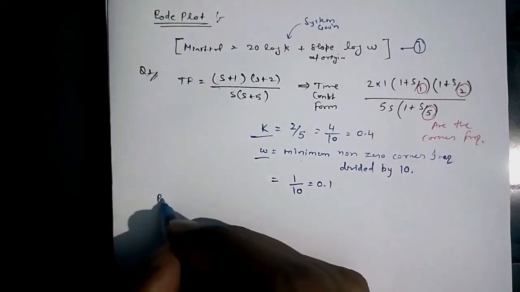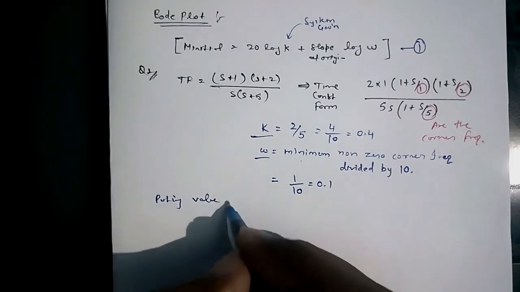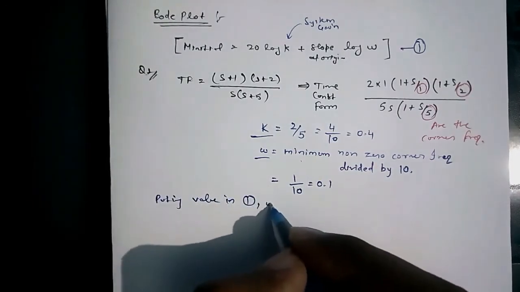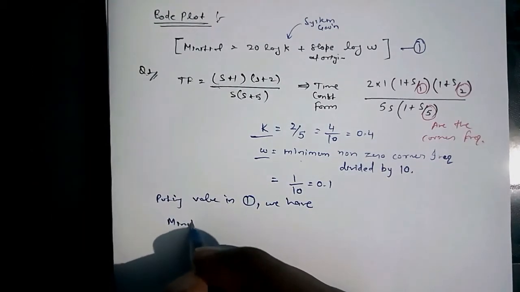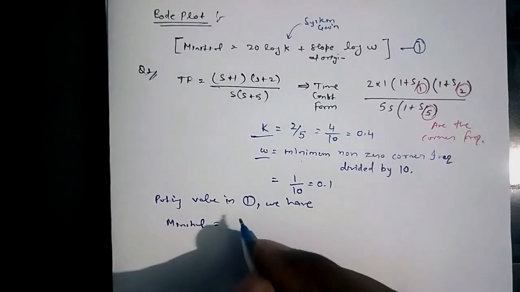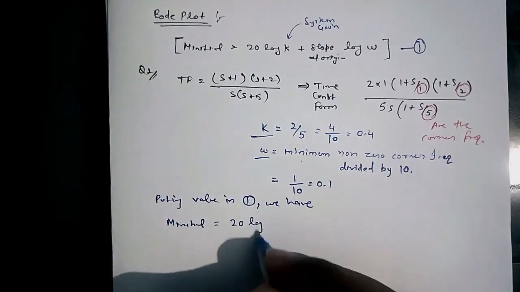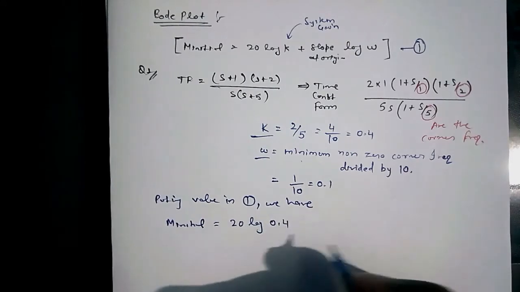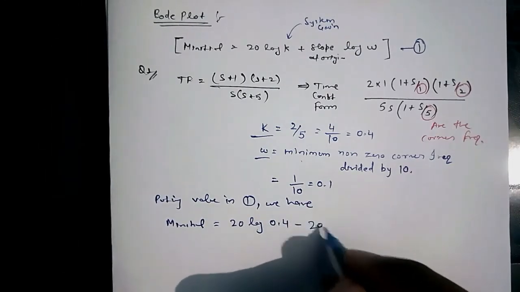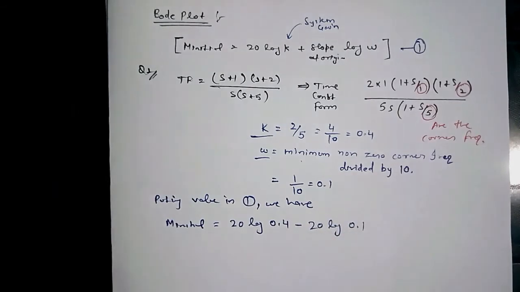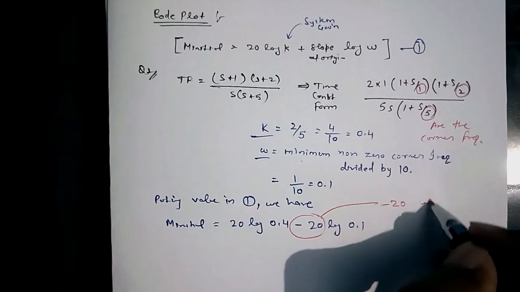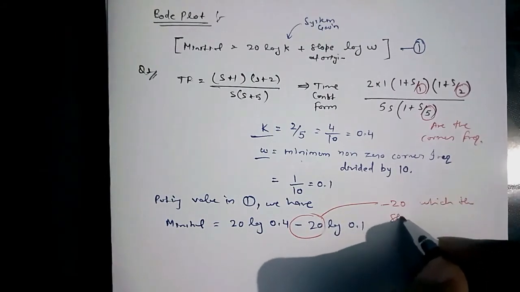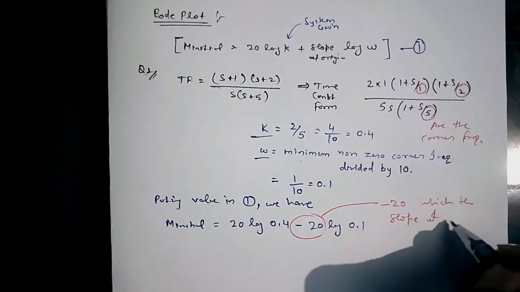So putting values in equation 1, we have m initial is equal to 20 log 0.4 minus 20 log 0.1. So this is minus 20, which is the slope of one pole.